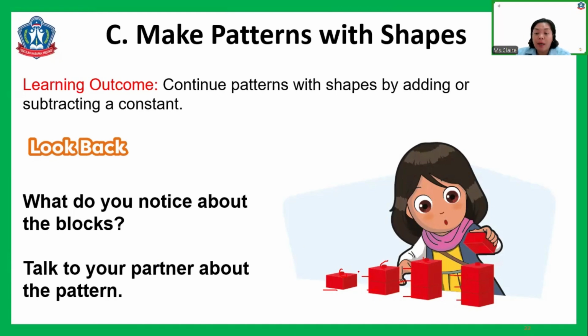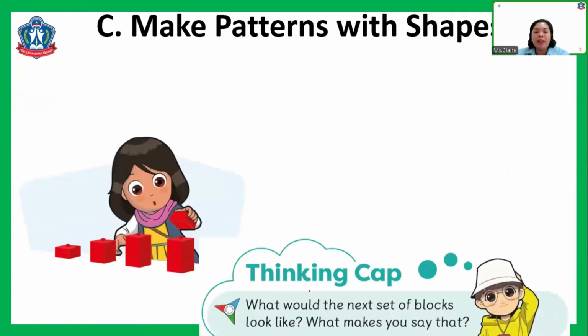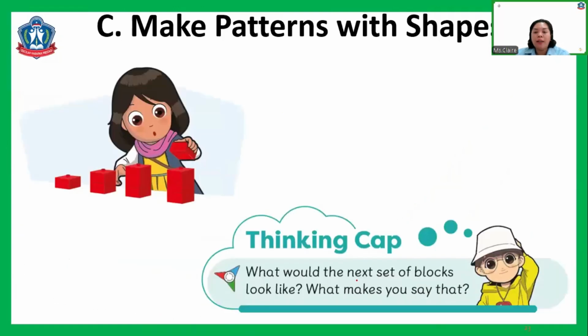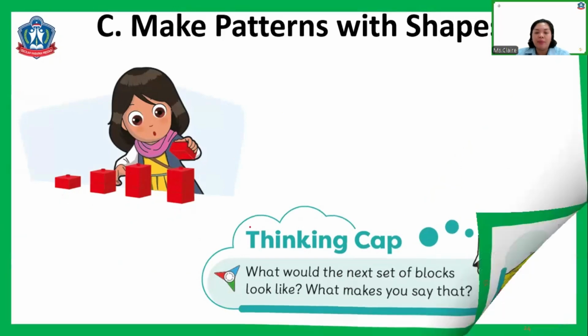Okay, the small one is part of the block. So we have 1, then 2, then 3, then 4. Okay, so that's the pattern, right? Let's have here. What would the next set of blocks look like? Okay, this is one block, 2, 3, and 4. Okay, the next block will consist of, yes, 5 blocks. That will be the next pattern after that.